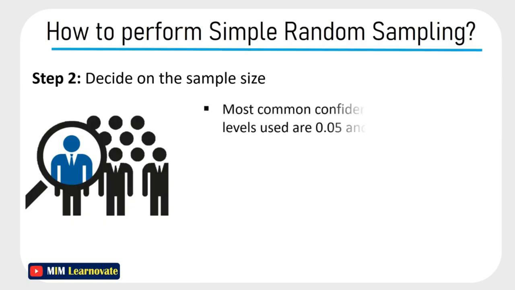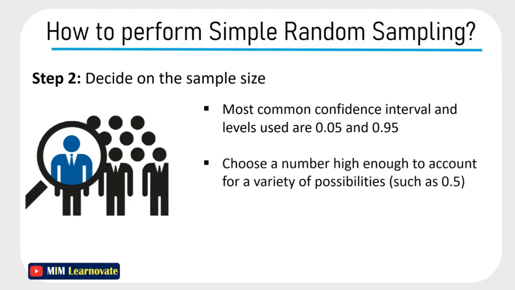The most common confidence interval and levels used are 0.05 and 0.95 respectively. Since you may not know the standard deviation of the population you are studying, you should choose a number high enough to account for a variety of possibilities such as 0.5.